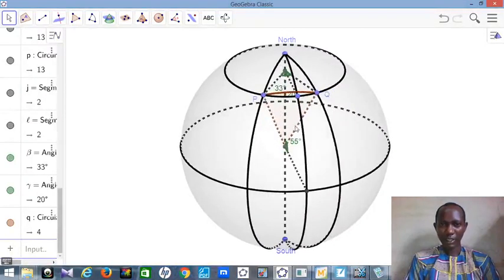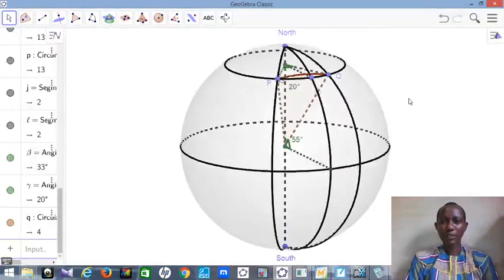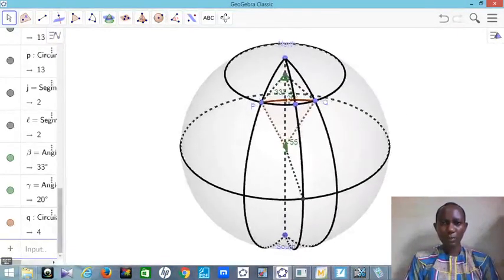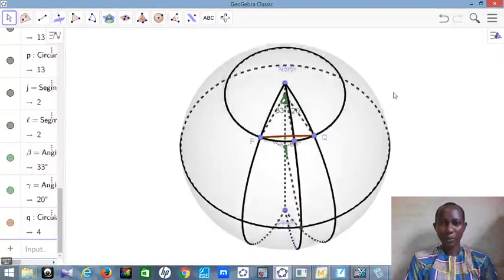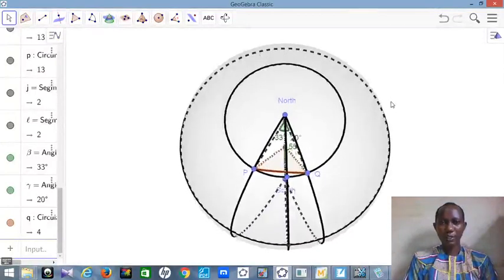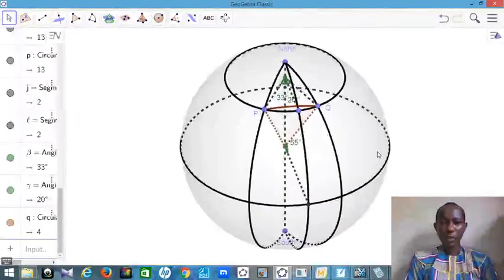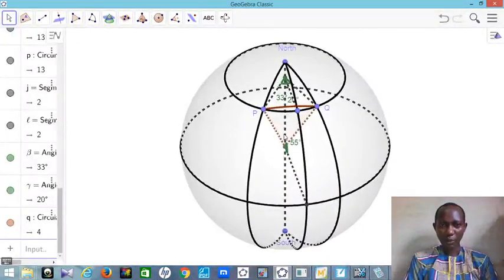You can see this angle. So how do you calculate it? You need to use your knowledge of length of an arc to calculate it. Because if you study this shape very well, you see that this is 33, this is 20. The angle between P and Q is 33 plus 20, which is 53. I think you can see it clearly when you view it from the top. But for this other one now, we don't know the angle between P and Q. We need to calculate it.